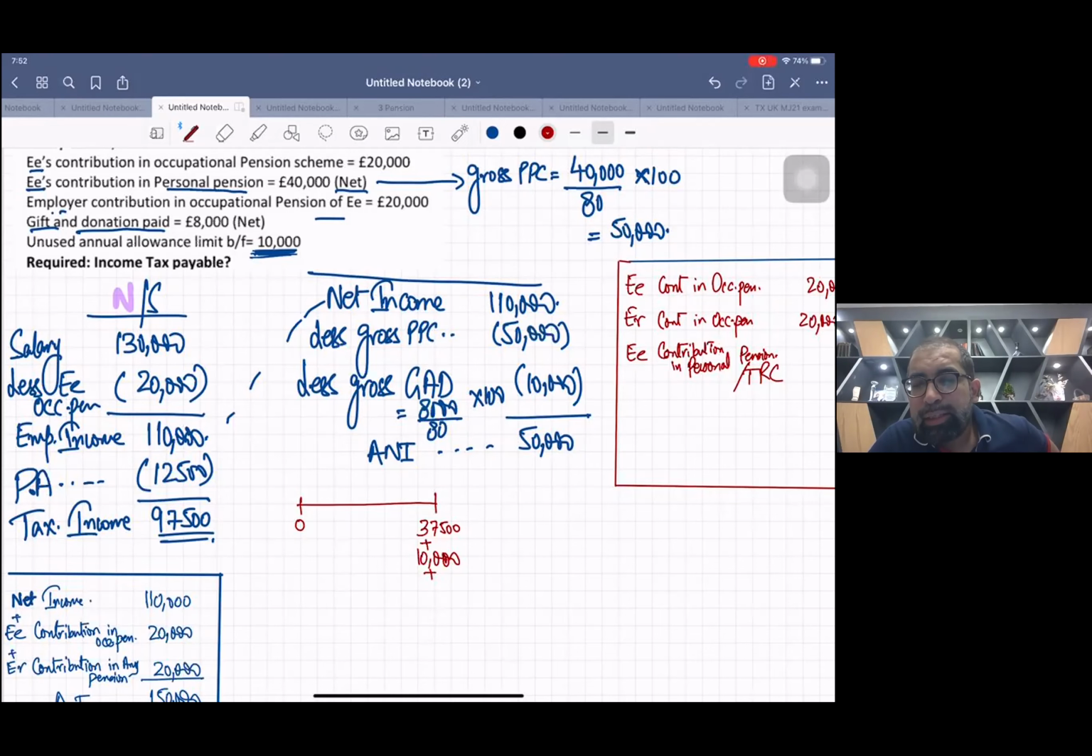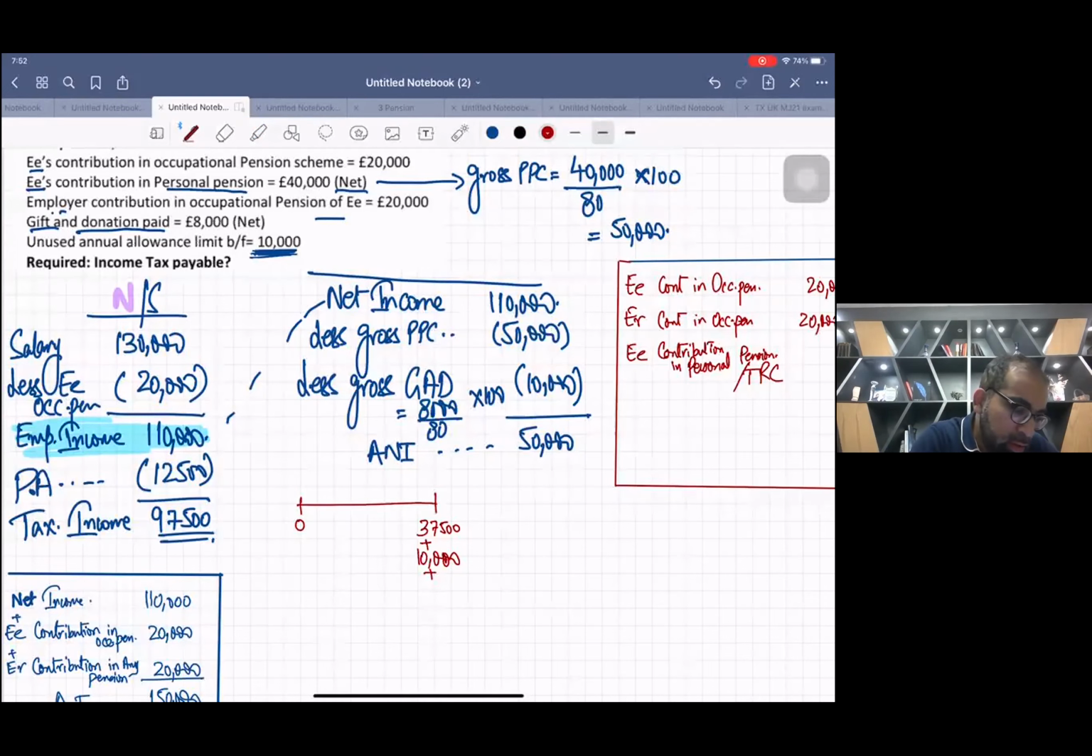You know what relevant earnings are? Relevant earnings are the sum of three incomes: employment income, trading income, and income from furnished holiday letting. In this question, there is no furnished holiday letting, so forget about it. There is no trading income, so leave it. But yes, there is employment income. So how much employment income do you have? 110. This is your relevant earning.